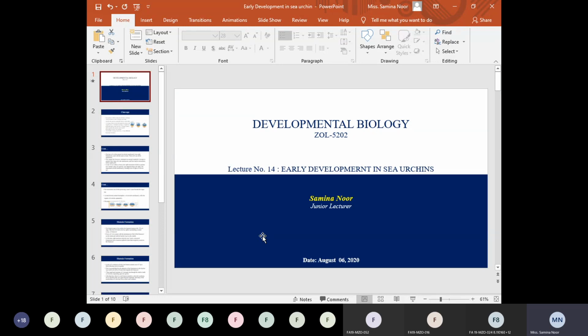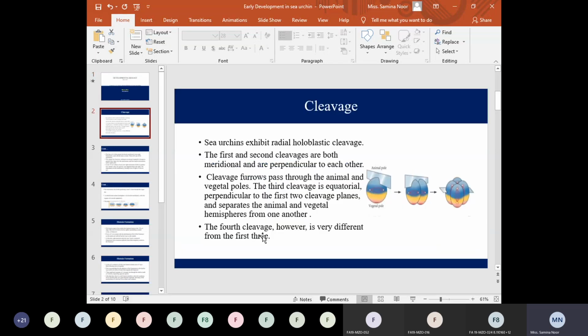Bismillahirrahmanirrahim. Today we are going to start early development in sea urchins, or the early stages of embryonic development in sea urchin. The first step of the development is known as cleavage. In case of the sea urchin, the type of cleavage is known as radial holoblastic cleavage. Sea urchin exhibits or shows the type of cleavage which is known as radial holoblastic cleavage.